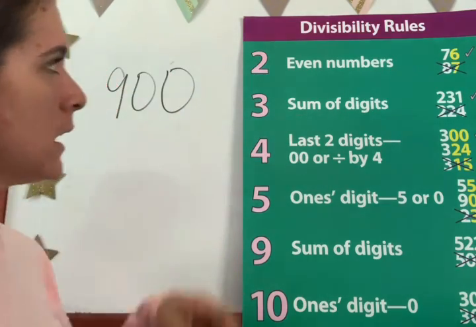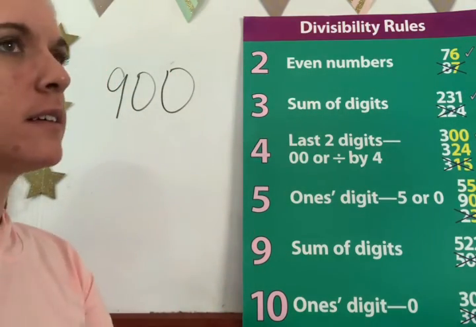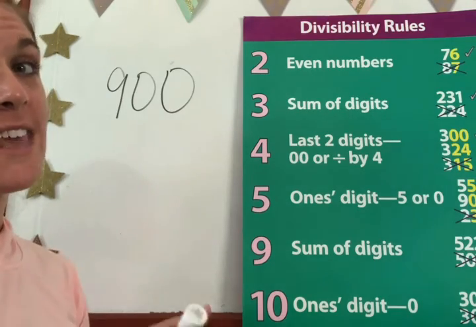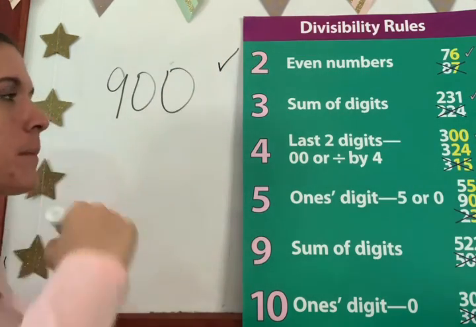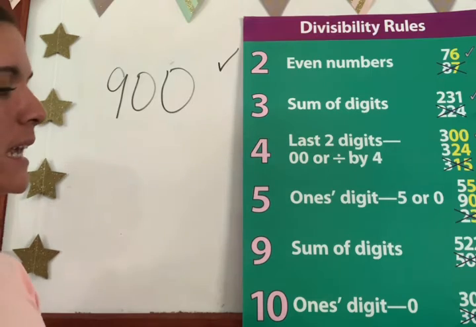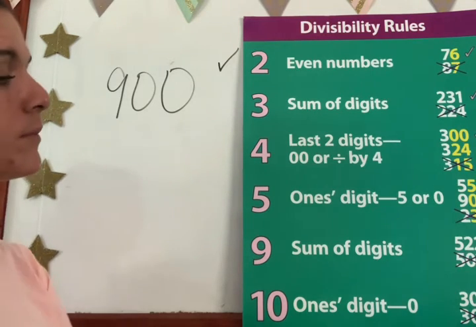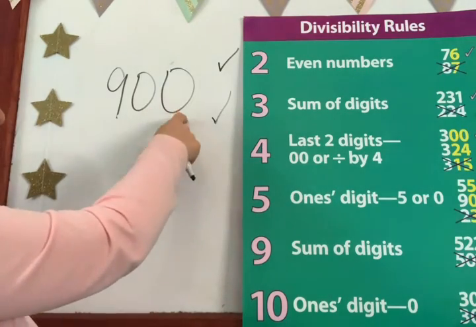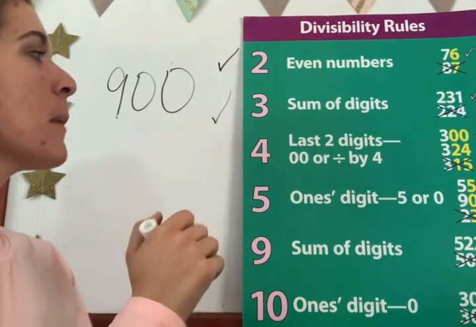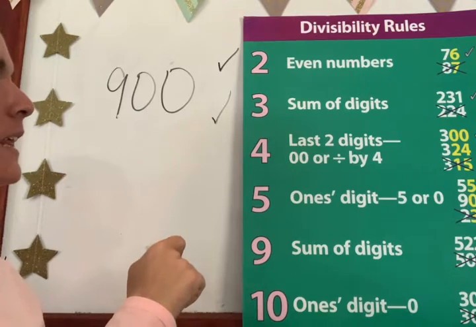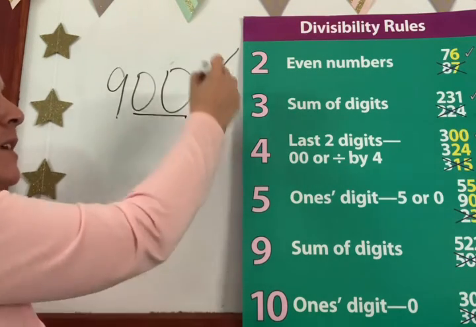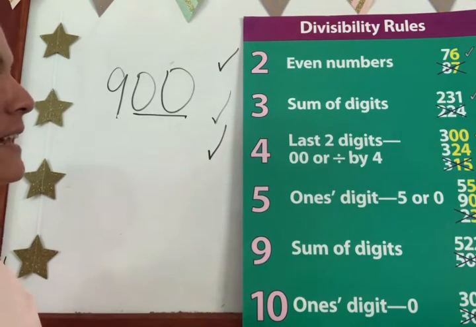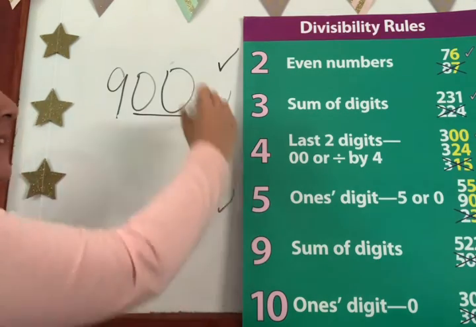Okay. Is it even, Oscar? Yes. Check. 0 is an even number. Is it divisible by 3, Frankie? Yes, because 9 is divisible by 3, and 9 plus 0 plus 0 is 9. Is it divisible by 4, Ethan? Yes, because it ends in 2 zeros. Is it divisible by 5, Andres? Yes, because it ends in a 0.